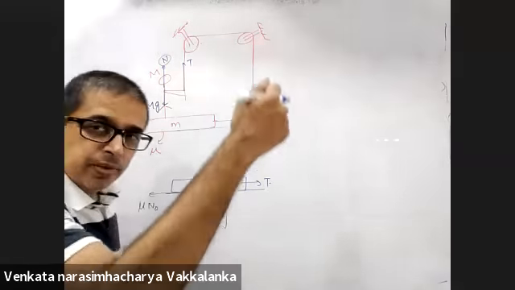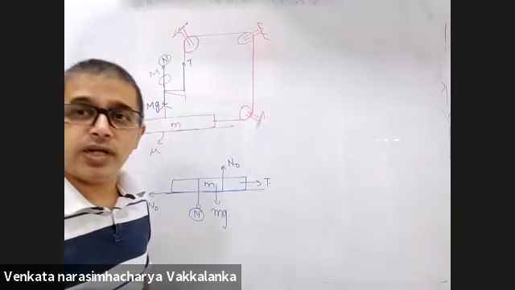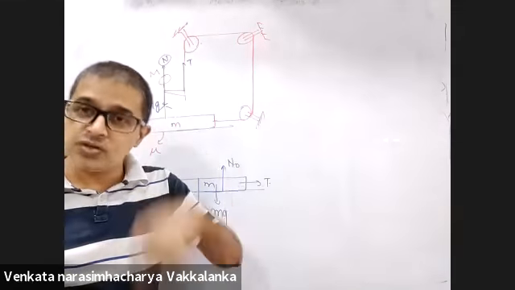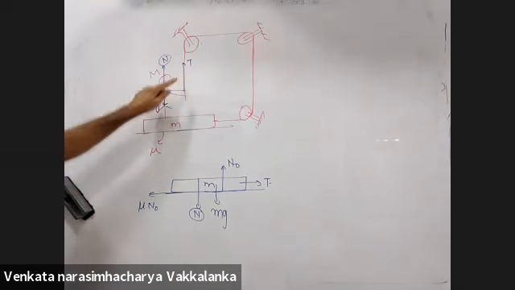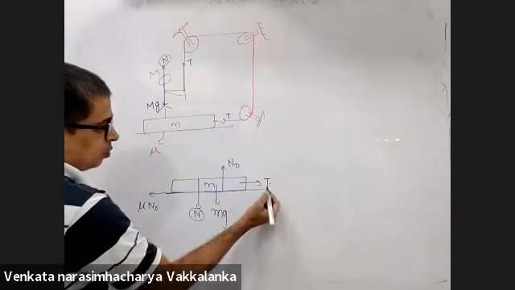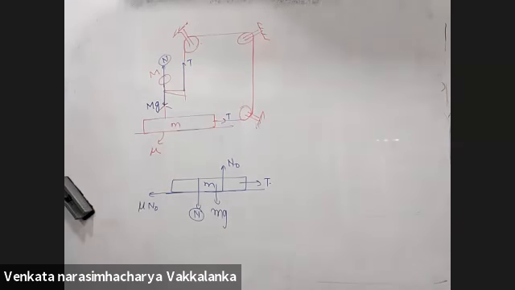Force applied by the man on the string is the tension in the string. We have done this in Newton's laws. You pull the string with a force of F, the string will pull you with a force of F. So the force applied by the man on the string is the tension in the string. So this is T.